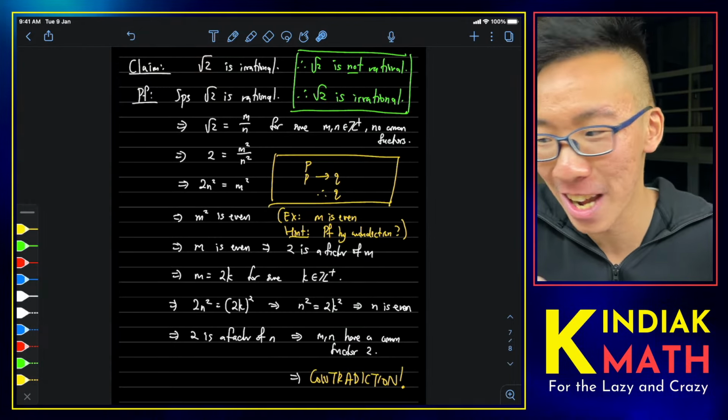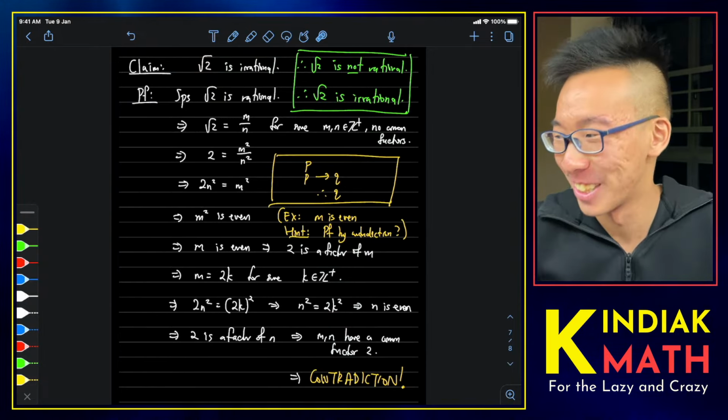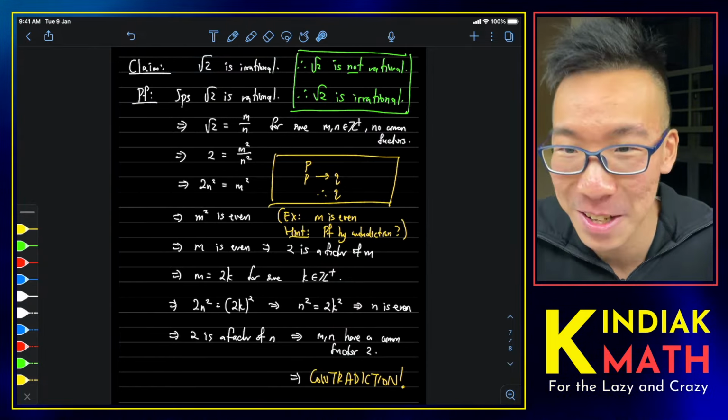I'm quite sure no one here is going to ask any questions about induction and strong induction, because it's not tested. But yeah, there's that.